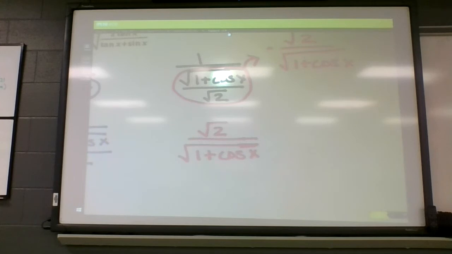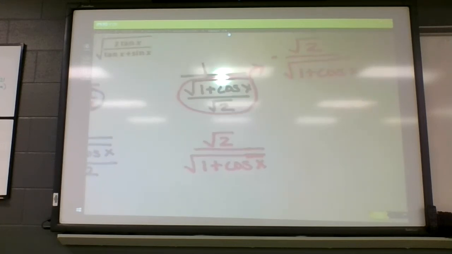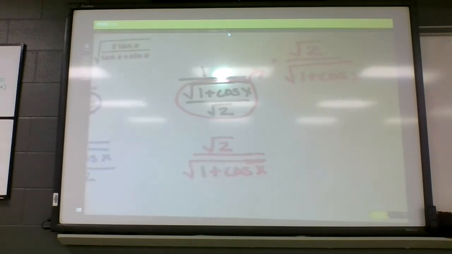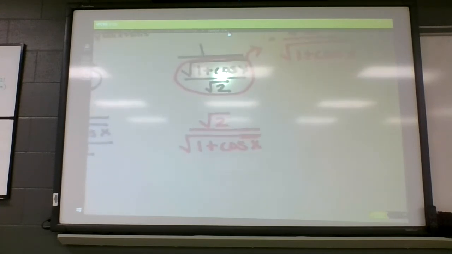You could rationalize it, but I'm not sure we want to. So you could rationalize it by multiplying the top and the bottom by the square root of 1 plus cosine x. Why would you say I'm not sure we want to? Because the other side is still in a square root. Because what you're trying to get it equal to has one big square root, right? So rationalizing the denominator wouldn't keep it all in a square root. Right. So yes, you could rationalize, but you definitely don't want to.